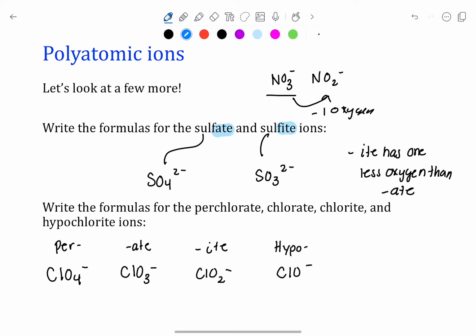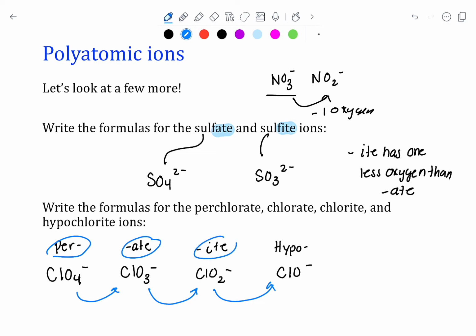So with each one, we are losing an oxygen, but everything else is staying the same, the charge, as well as the number of chlorines. We're just changing either the ending or the prefix of those.